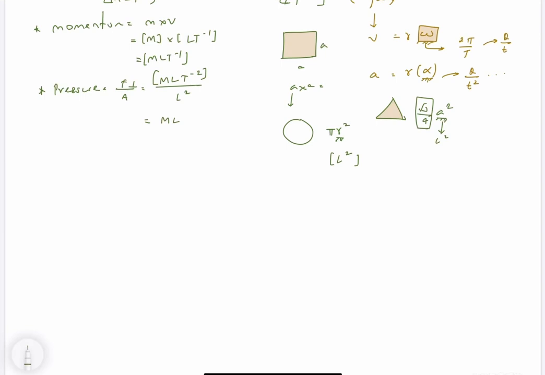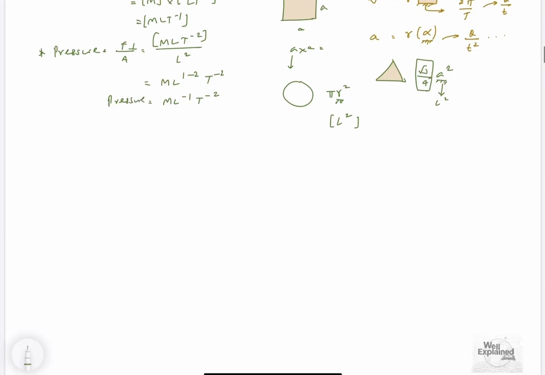So M L power 1, and when t power 2 goes up, change the sign and write. So 1 minus 2, t power minus 2. So 1 minus 2 is nothing but negative 1. M L power minus 1 t power minus 2. It's nothing but pressure. Similarly, you will get that bulk modulus, Young's modulus, which is nothing but stress by strain, and stress have the same dimensions as that of pressure.